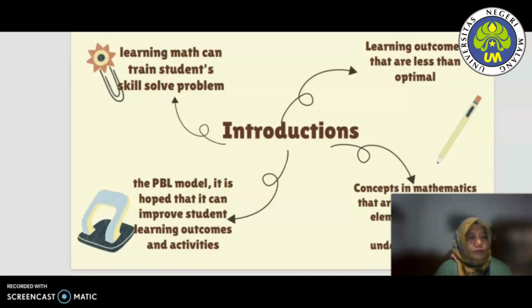The formulation of the problem in this study is how to improve the learning outcomes and activities of 5th grade students at SD Negeri Binangun 1 through problem-based learning, or PBL, on the material of fractions in the 2022 and 2023 academic year.